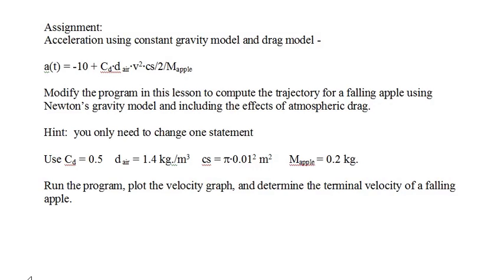The assignment last week was to write the acceleration equation for a falling apple acted on by constant gravity and atmospheric drag. The equation is shown. Today's assignment is to modify the program in this lesson to compute the trajectory for a falling apple using Newton's gravity model and including the effects of atmospheric drag. Hint, you only need to change one statement.